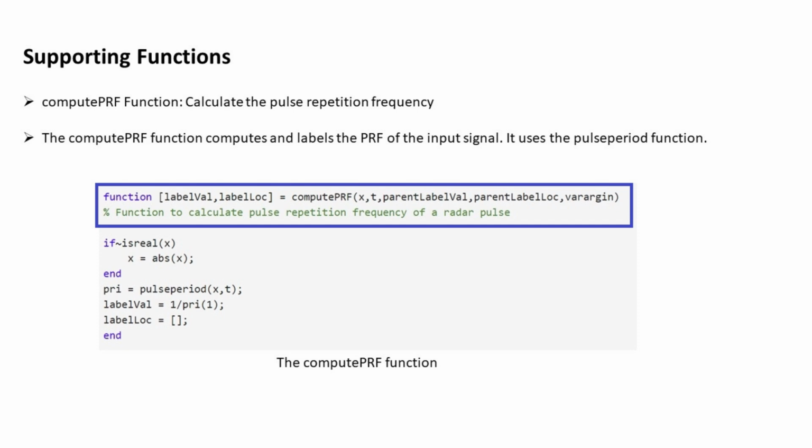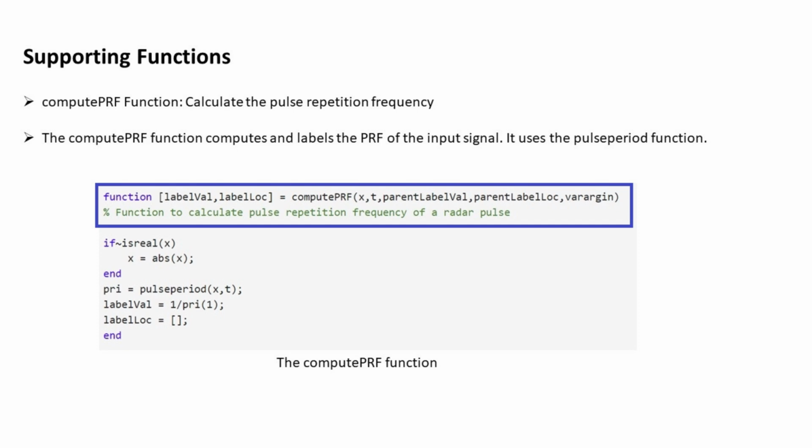Function declaration: function [labelVal, labelLoc] = computePRF(x, t, parentLabelVal, parentLabelLoc, varargin). x is the signal data, likely representing a radar pulse. t is the time data corresponding to the signal. parentLabelVal and parentLabelLoc are additional inputs that could be used for labeling, though they are not utilized in this function. varargin is a variable-length input argument list, not used in this function, but it allows for flexibility in passing additional arguments.